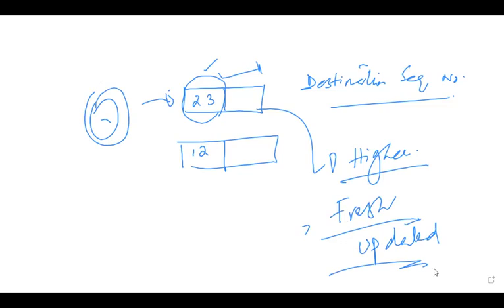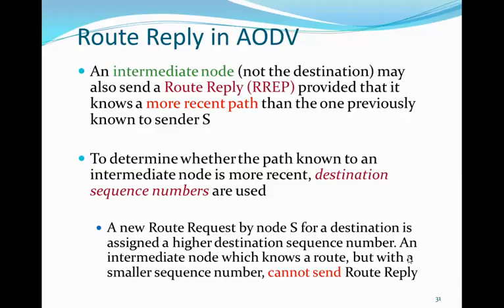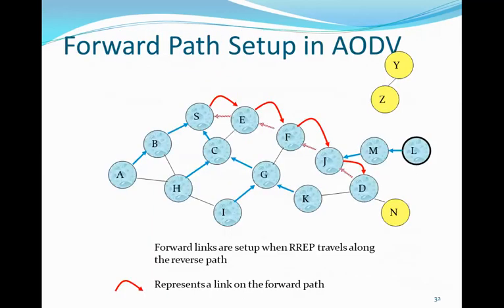So now you can see that the route request by node S for a destination is assigned a higher sequence number, and therefore an intermediate node which knows a route but with a smaller sequence number cannot send the route reply. So the destination sequence number, as we discussed on the whiteboard, 23 will be accepted because it has a higher number, while the other one, which is 12, which is low, as compared to 23 is outdated information and will be discarded.